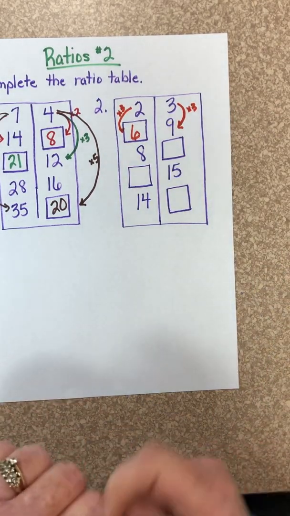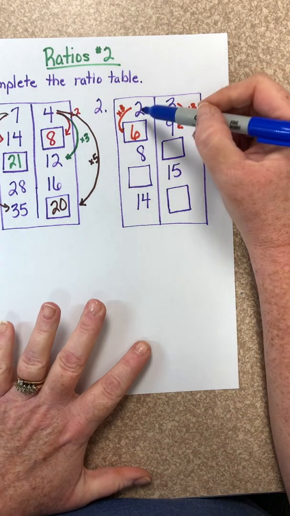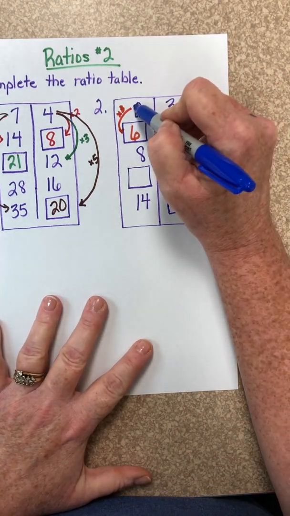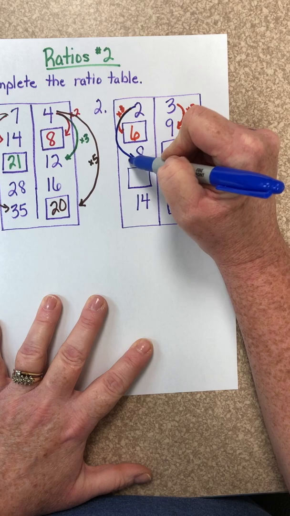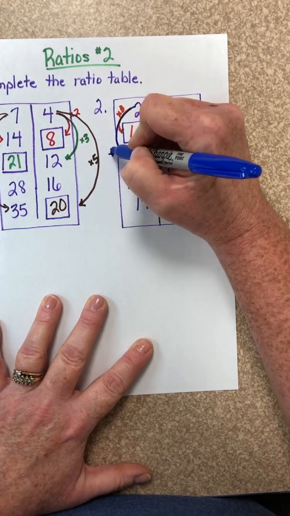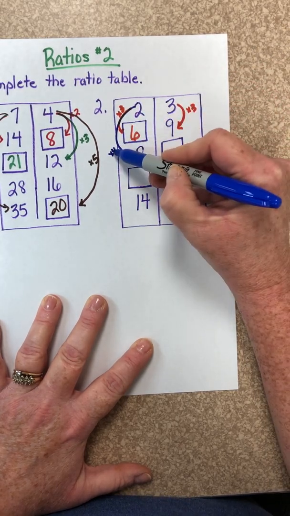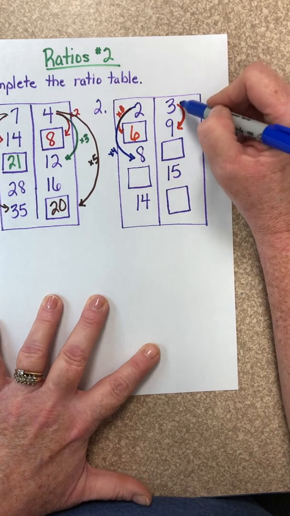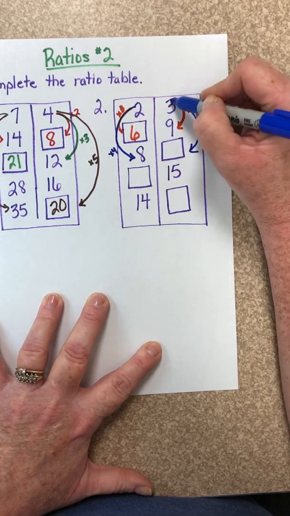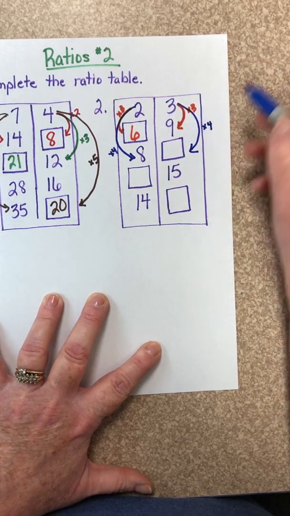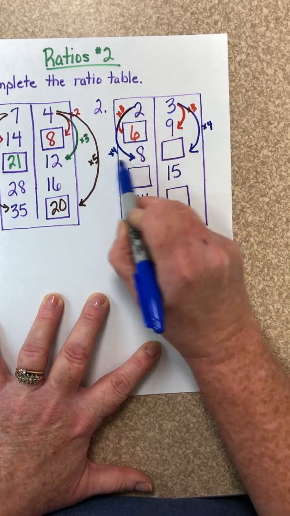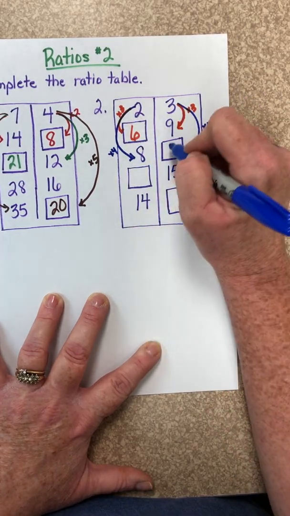Let's look at the next one. 2 to 8. What do I do to 2 to get 8? Well, that would be times by 4. 2 times 4 is 8. Do the same thing here. 3 times 4. See, we times by 4 on this one, so 3 times 4 is 12.